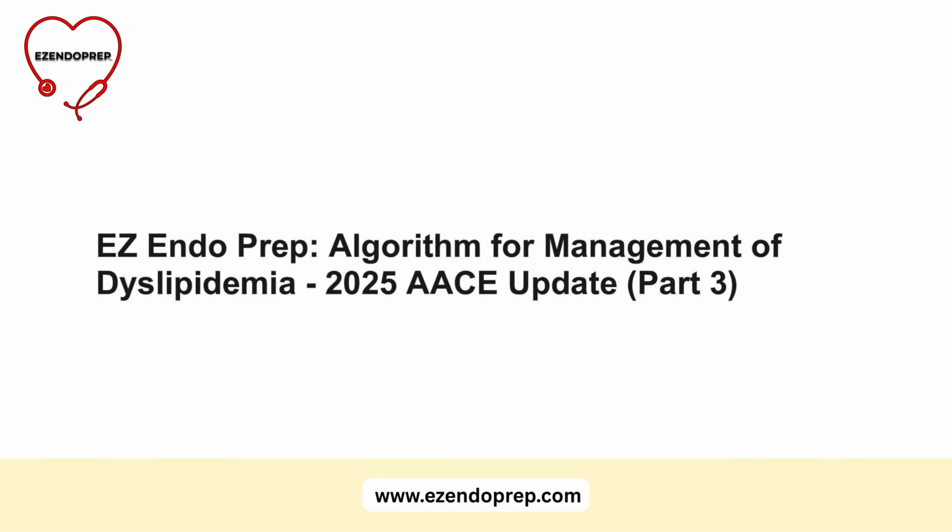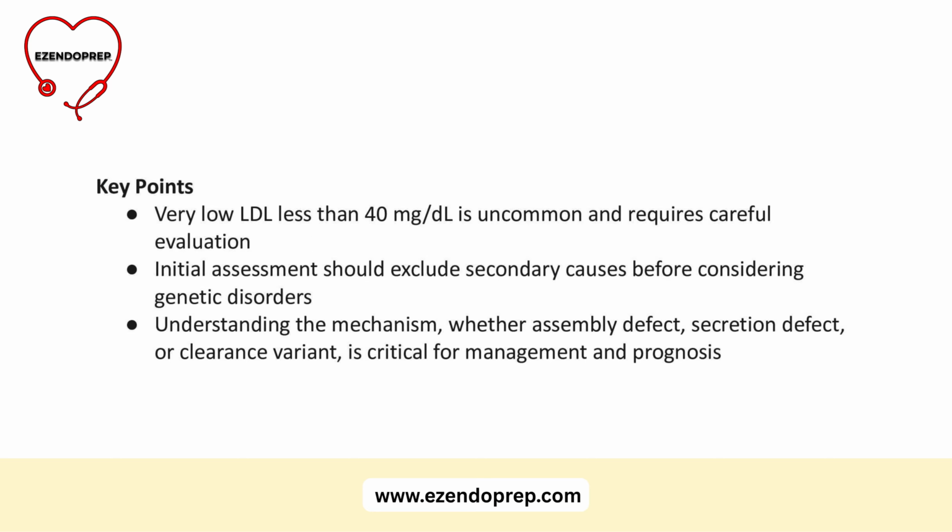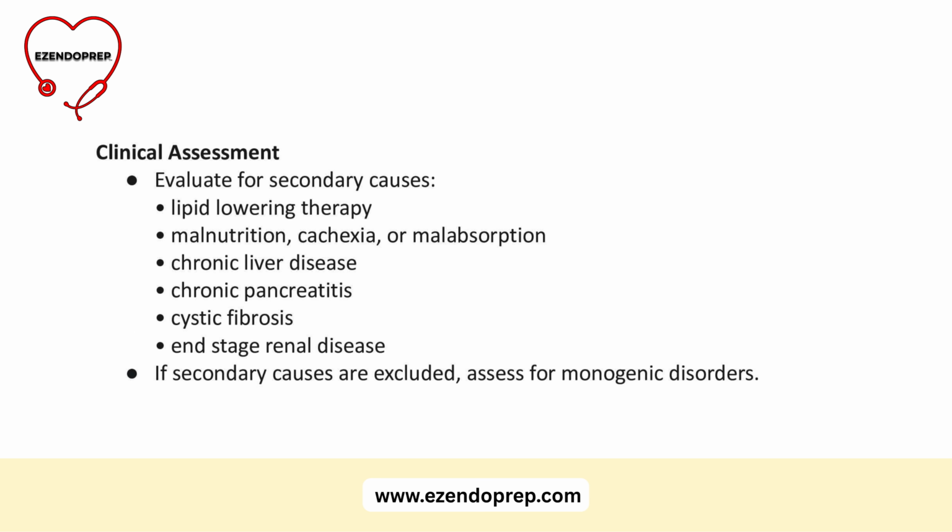Let's begin. Today we're talking about low LDL, defined as less than 40 milligrams per deciliter. When you see an LDL that low, pause and ask why. First, consider the secondary causes: lipid-lowering therapy, malnutrition, cachexia, malabsorption, chronic liver disease, chronic pancreatitis, cystic fibrosis, and end-stage renal disease. If none of these fit, it's time to think about monogenic hyperlipidemias.